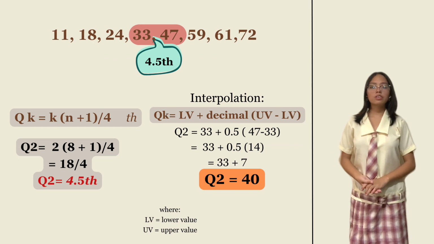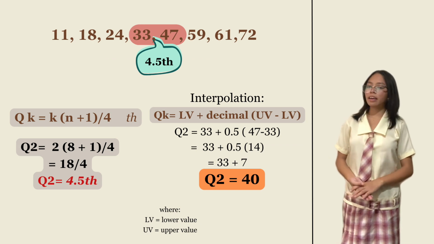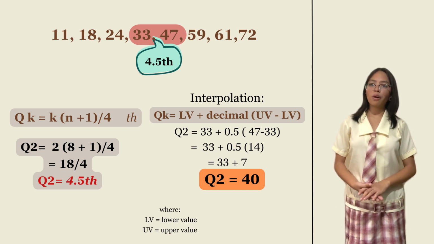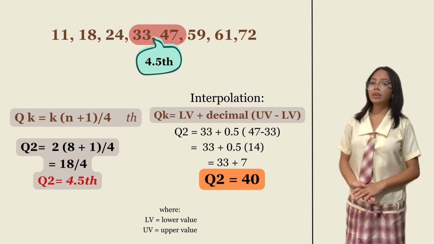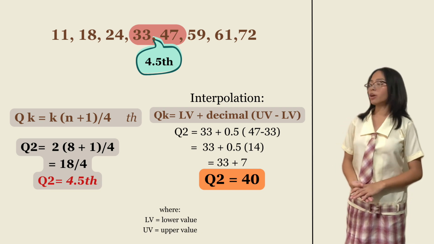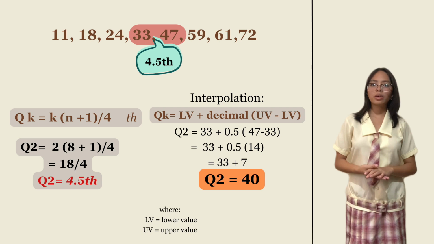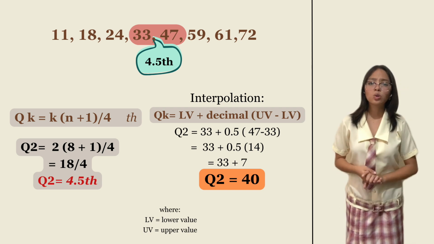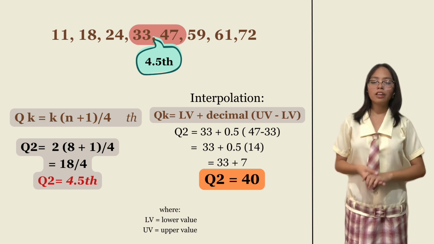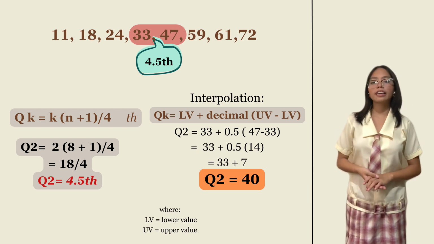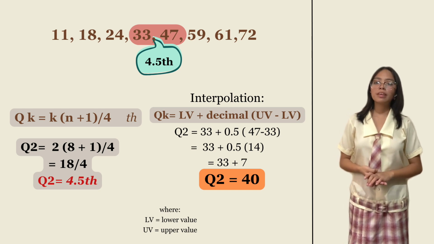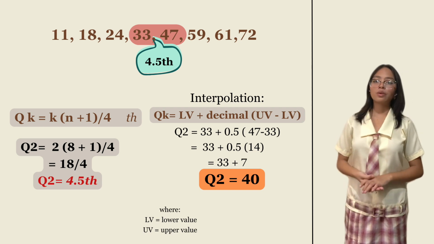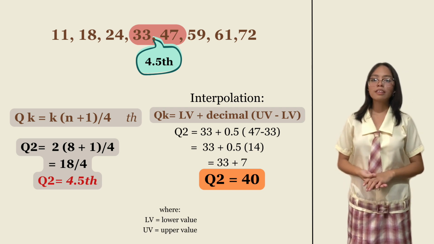Moving on to quartile 2, our K is 2 and our N again is 8. So quartile 2 is equal to 2 times 8 plus 1, divided by 4. 8 plus 1 is 9, times 2, we get 18. Divided by 4, we get 4.5. So quartile 2 lies between the 4th and the 5th data, which is 33 and 47. So we need to interpolate to find the value. The interpolation formula again is Q_K is equal to LV plus the decimal times the difference between UV and LV. So the lower value is 33 and the upper value is 47.